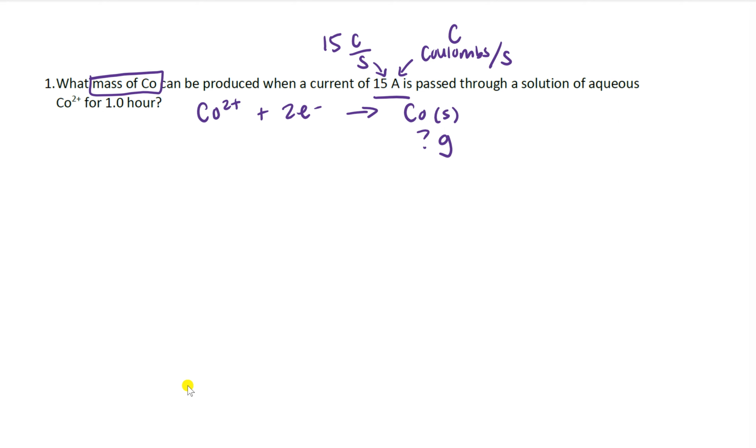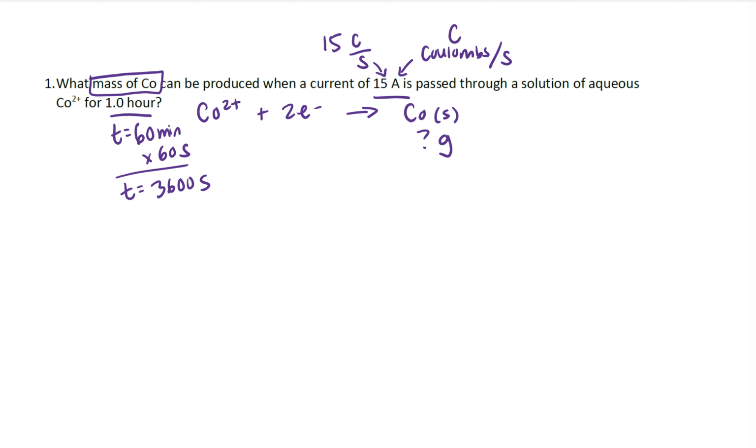So we know that this is going to run for 1 hour, and 1 hour is your time, and that is equal to 60 minutes. But I also know that there are 60 seconds inside of 1 minute. So I know that the total time in seconds has to be 3,600 seconds.